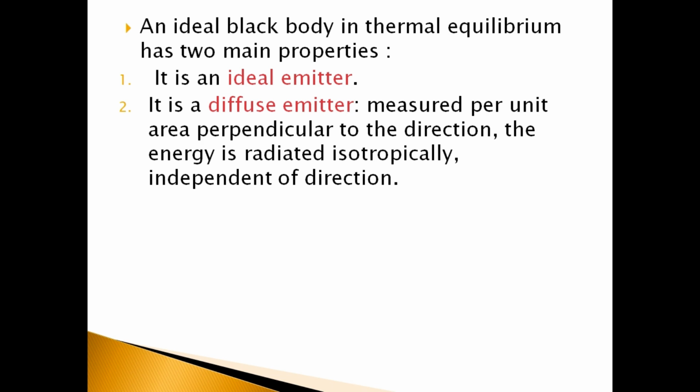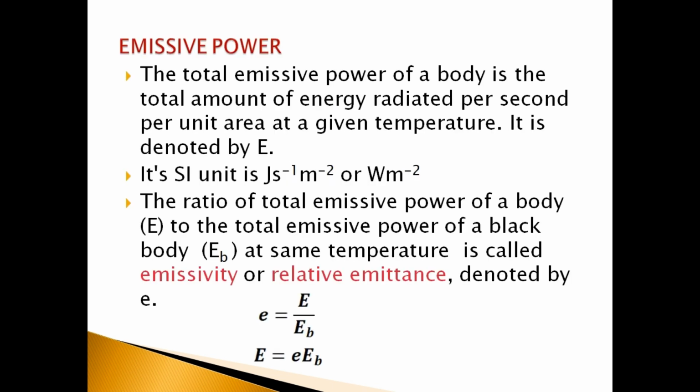So an ideal black body will have two properties. It's an ideal emitter, meaning it emits all kinds of radiations. Then it is a diffuse emitter, measured per unit area perpendicular to the direction. The energy is radiated isotropically, independent of direction. In simple terms, it emits all kinds of radiations equally in every direction. Now next we have to learn some terms.